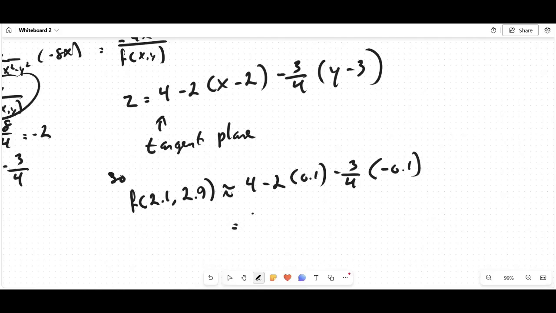And this is the same as 4 minus 0.2 plus 0.75. Minus 1.125, so 3.875 minus 0.125. Yeah, it looks good to me.